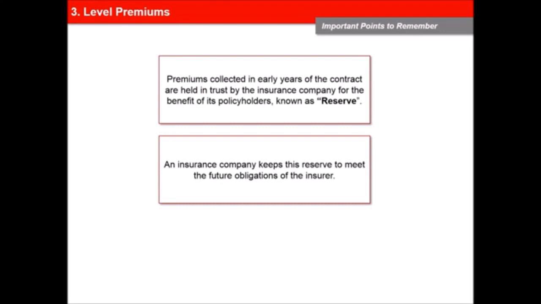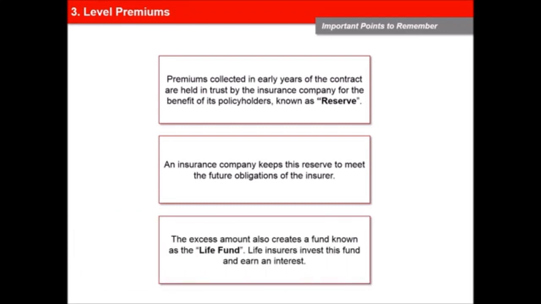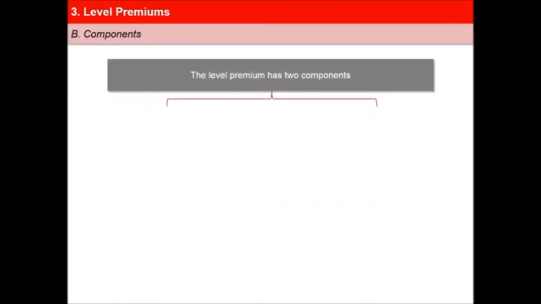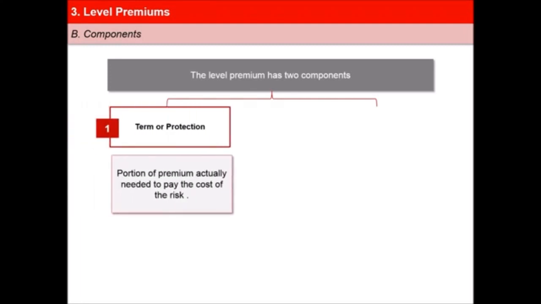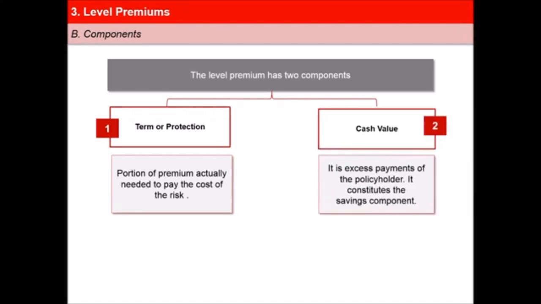Life Fund. The excess amount also creates a fund known as the Life Fund. Life insurers invest this fund and earn an interest. The level premium has two components. First is known as term or protection, which is the premium needed to pay the cost of risk. Second is the cash value element that constitutes the saving element.